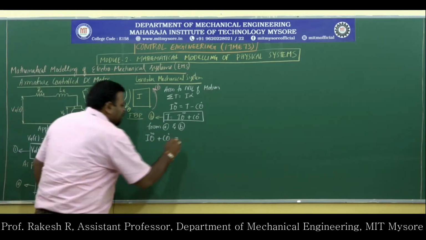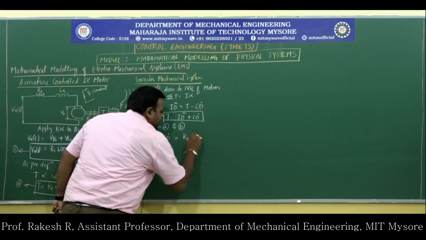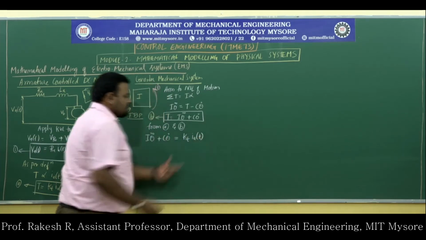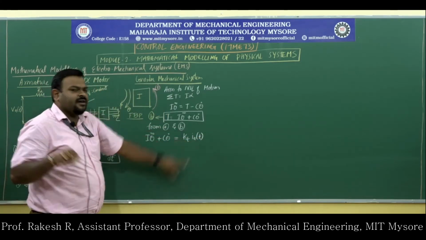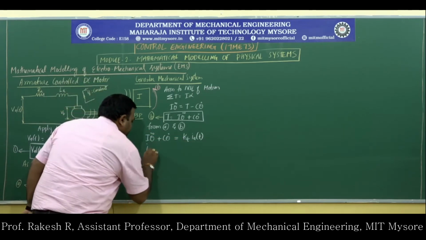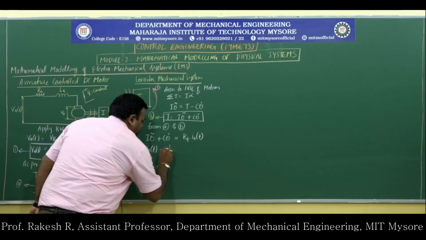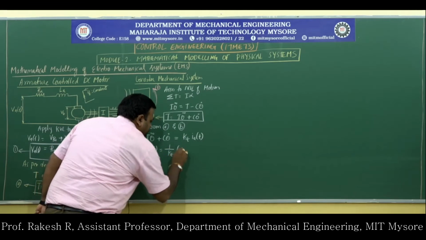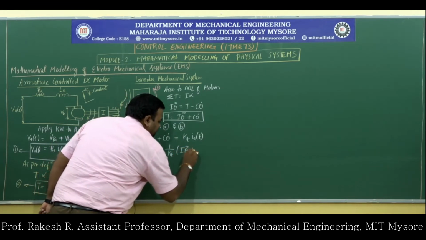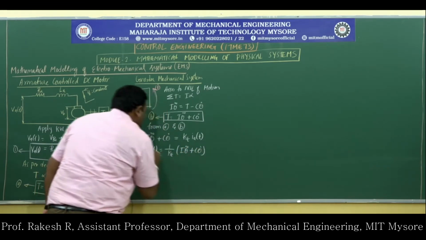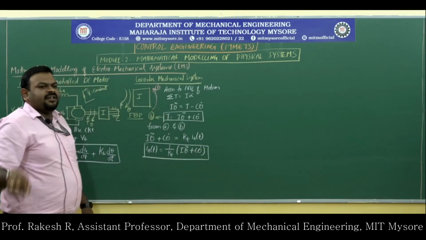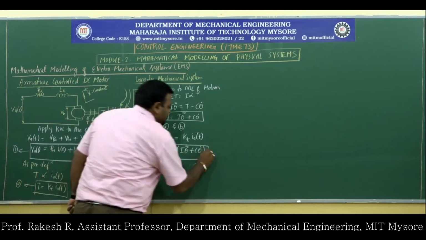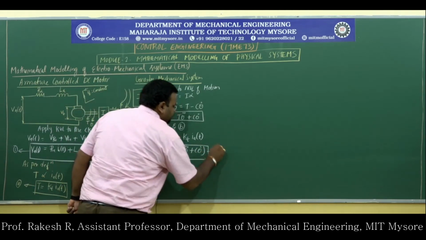KT into IA of T. So I will rearrange this. I need the value of IA of T. So IA of T will be equal to 1 by KT into I theta double dot plus C theta dot. So this is the equation for armature current. I will call this equation 2.